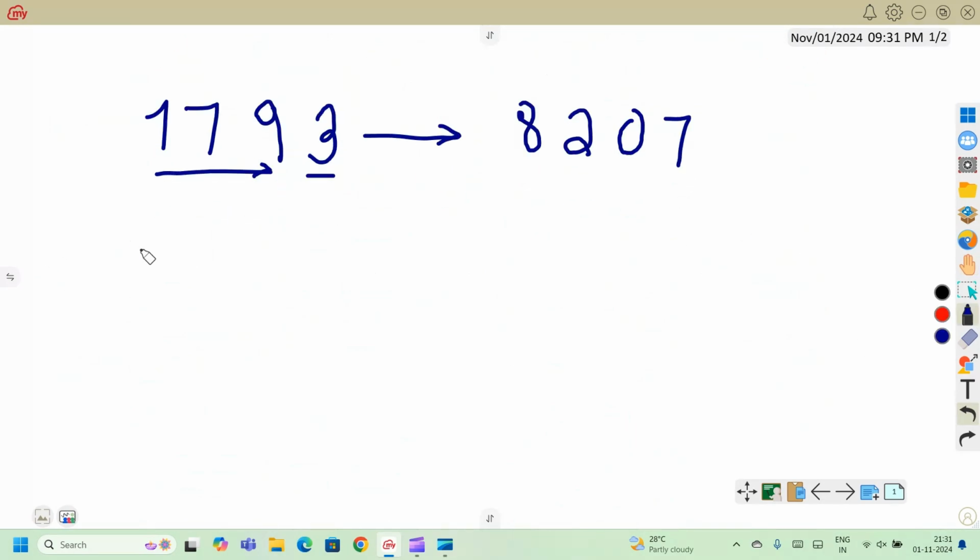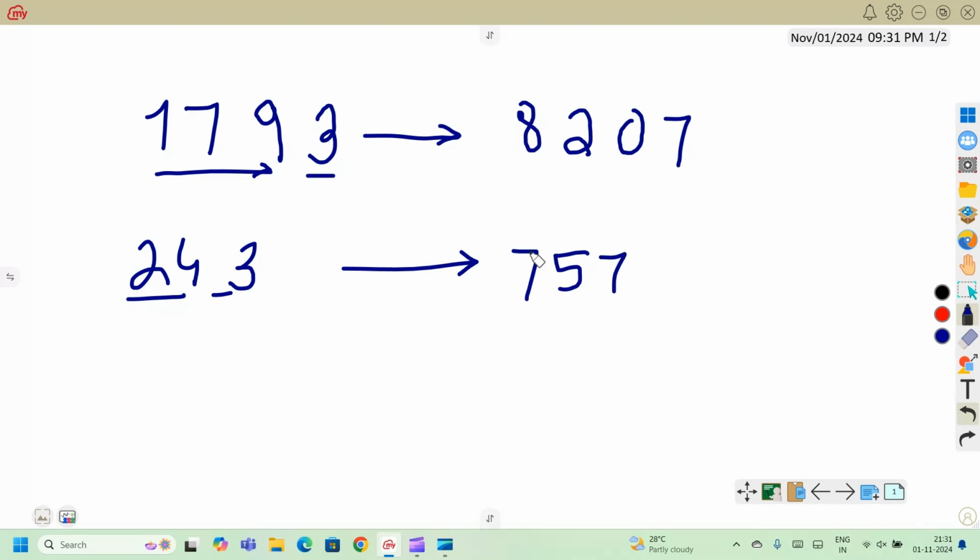Suppose I have 243. Then what is the tens complement of this using the rule which is mentioned? All from 9, last from 10. So if I do it from left to right this time, this would be 9 minus 2 is 7, 9 minus 4 is 5, and 10 minus 3 gives us 7. So this is the tens complement of this number.